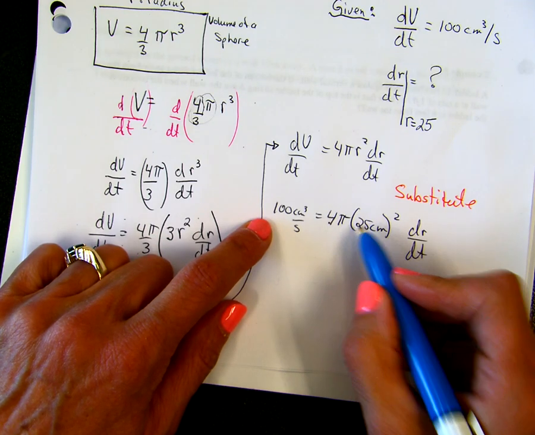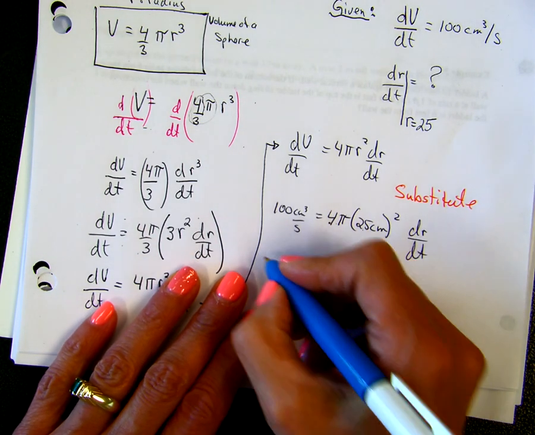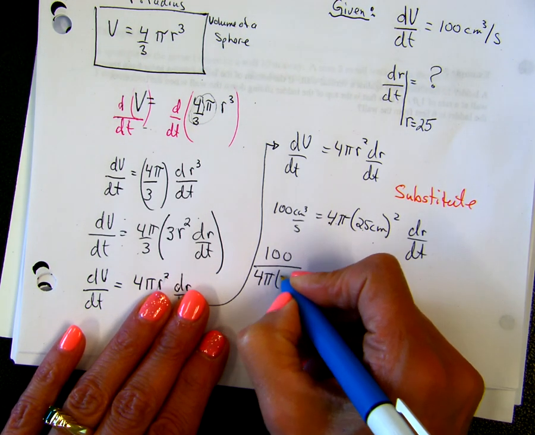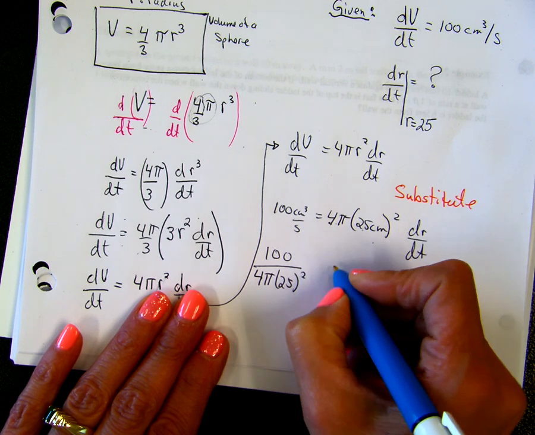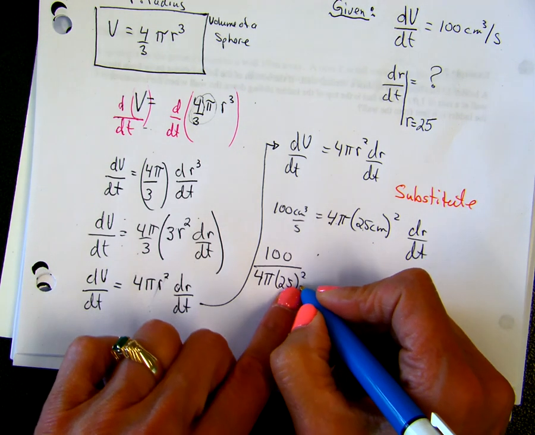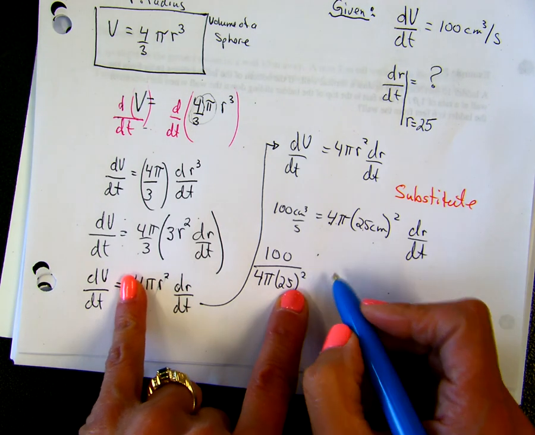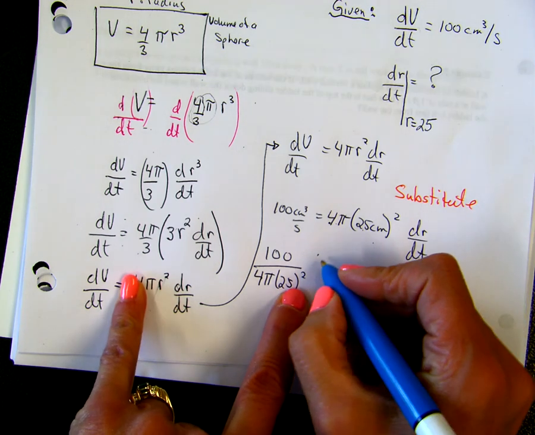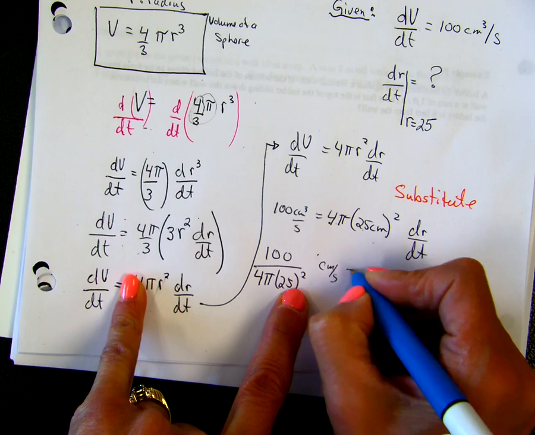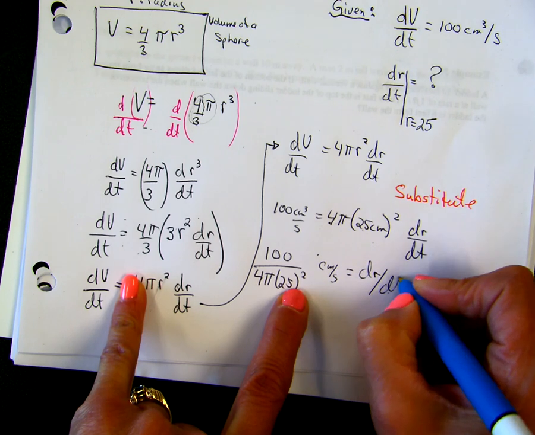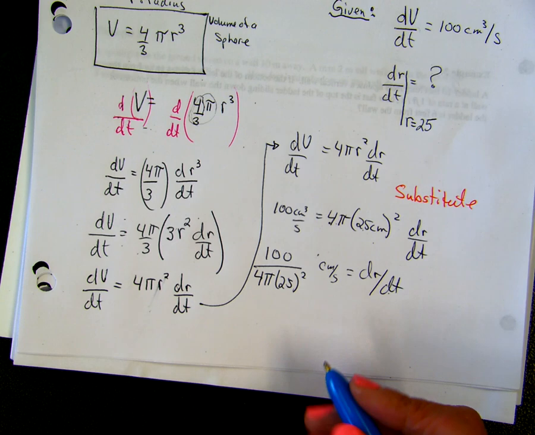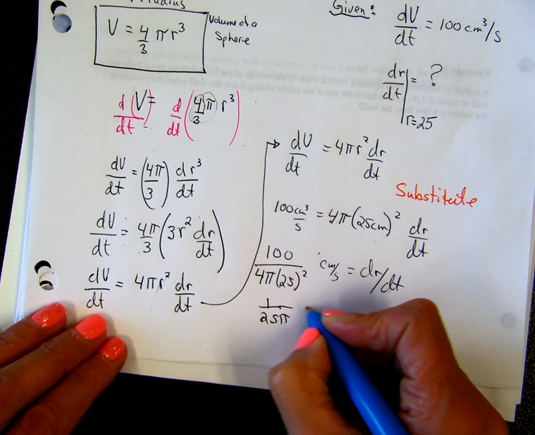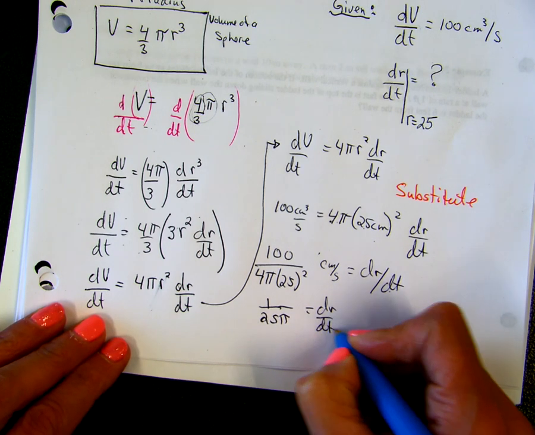And 4 pi times 25 squared, so I've got 100 divided by 4 pi times 25 squared, and this was centimeters cubed over centimeters squared, which is going to leave me with centimeters per second. Can we see that? Our units will cancel. We'll be left with centimeters per second is equal to dr/dt. So just simplifying that, 1 over 25 pi will give me dr/dt.